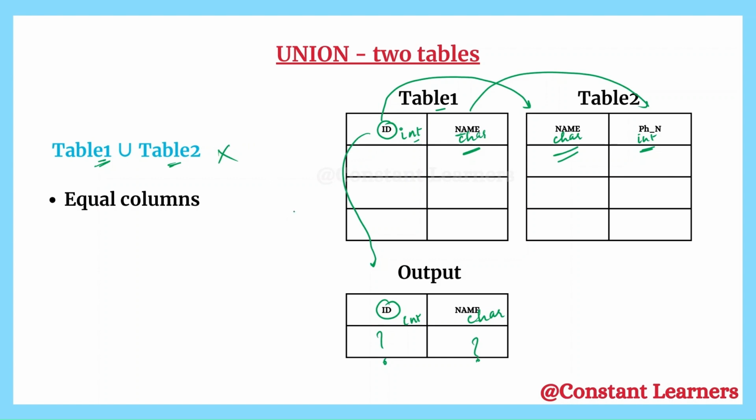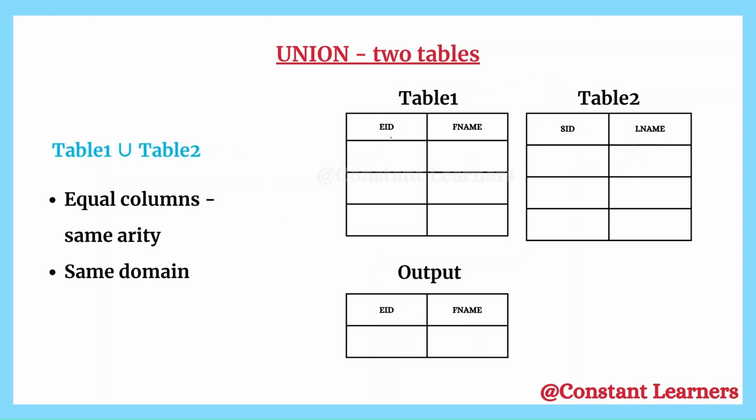Now let's shuffle the tables a bit. Now in this case, table 1 has two columns, EID, that is employee ID, and first name, and table 2 has student ID and last name, right? Now if you're going to take the union of table 1 and table 2, see, both the tables have equal columns and they have the same domain. ID will have only integers as the domain. This ID will also have integers as the domain.